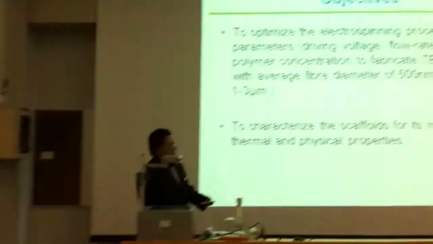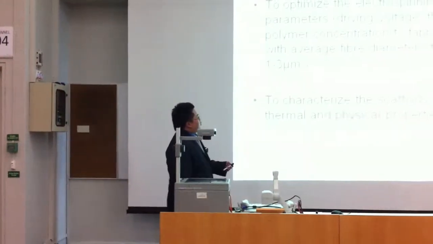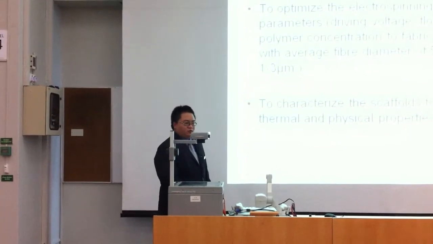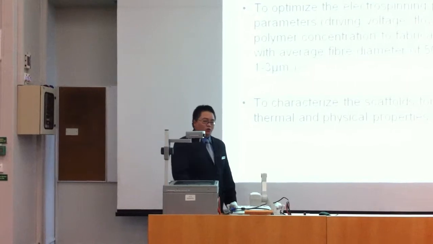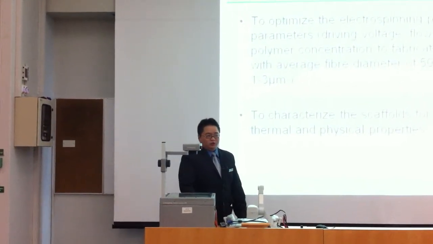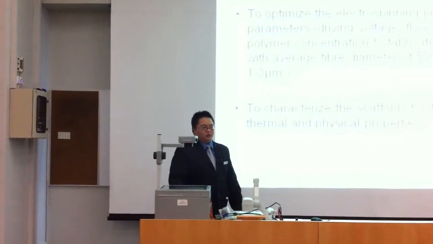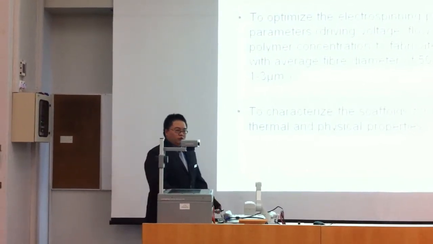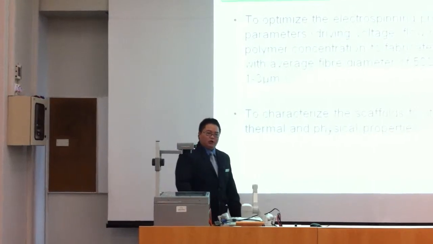So the objective of this project is to optimize the electrospinning process parameters such as the driving voltage, the flow rate, and as well as the polymer concentration, and to fabricate polymer scaffolds of 500 nanometer, 1 micrometer, and 1 to 3 micrometer. And then last but not least, we also have to characterize the scaffolds for their mechanical, thermal, and physical properties.